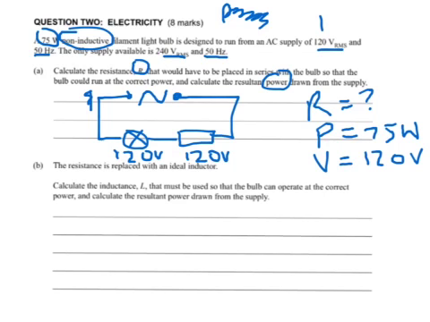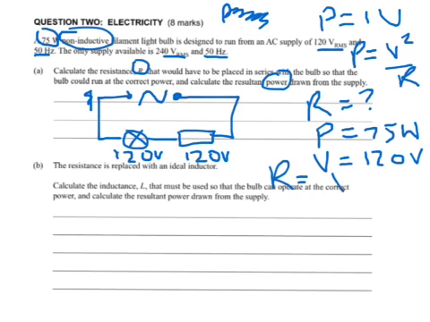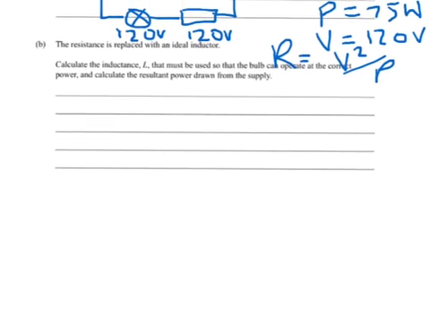We have the power formula, P equals IV, and we can use Ohm's law to remove the current from the equation so that we don't have to deal with that. I equals V over R, so P equals V squared over R. And we can rearrange this to find the value of R. So R equals V squared over P, which means 120 squared divided by 75 watts. And that gives you about 192 ohms.